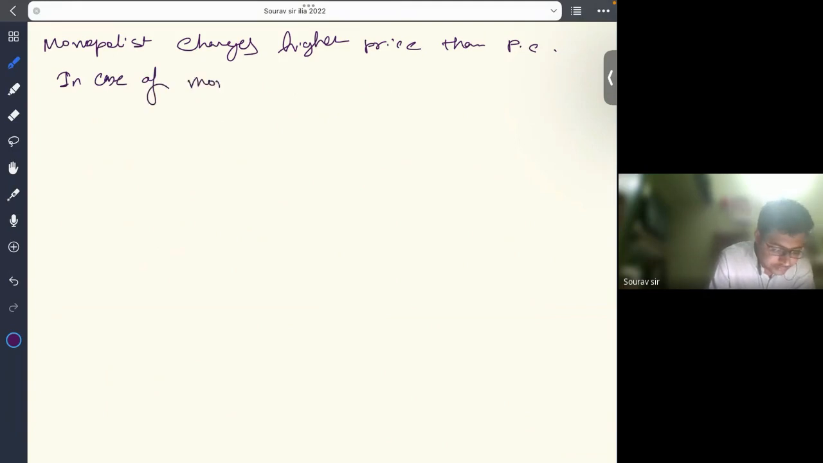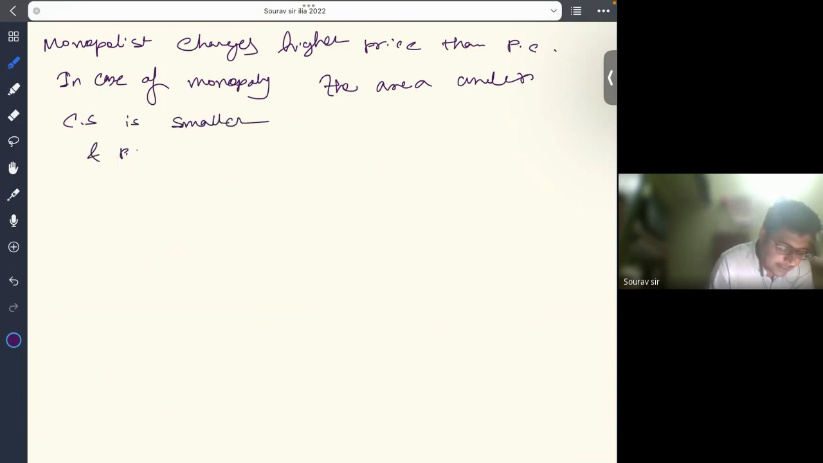So in case of monopoly, the area of consumer surplus is smaller, and producer surplus is higher. This outcome reflects that the monopolist has market power and can charge a higher price. As a result, consumers pay more for the same amount of good, and the producer earns more profit. So overall, the monopolist's higher profit comes at the expense of consumer surplus, as we have discussed.